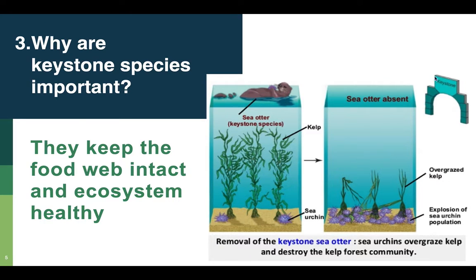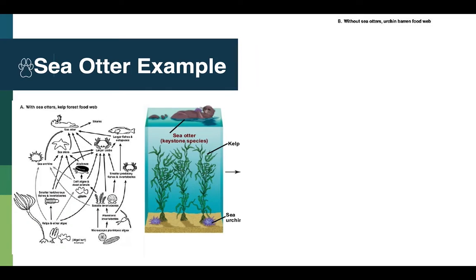However, if you get rid of the sea otter, which is what we did when we hunted them for their pelts or their fur, without the sea otters there, the sea urchins are super happy. The sea urchins are like, yes, there's nothing to eat us. And so they populate like no other. They go crazy with the eating, and all of a sudden your kelp forest is no longer a kelp forest. You don't have any kelp left. So I can show you what happens.